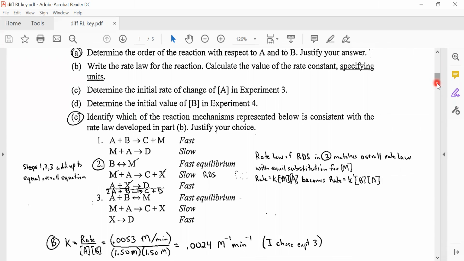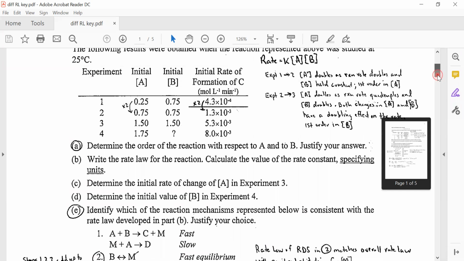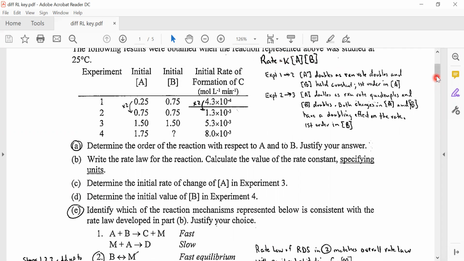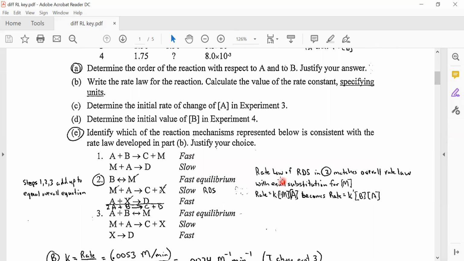And then the rate law of the rate determining step should match up to my rate law right here, rate equals K times A times B. So here's how I answered that. The rate law of the rate determining step in 2 matches the overall rate law with the equilibrium substitution for M. In other words, rate equals K times M times A becomes rate equals K prime, and what I substituted B in for the M, so it becomes B times A. So that would be the correct answer for this one right here.